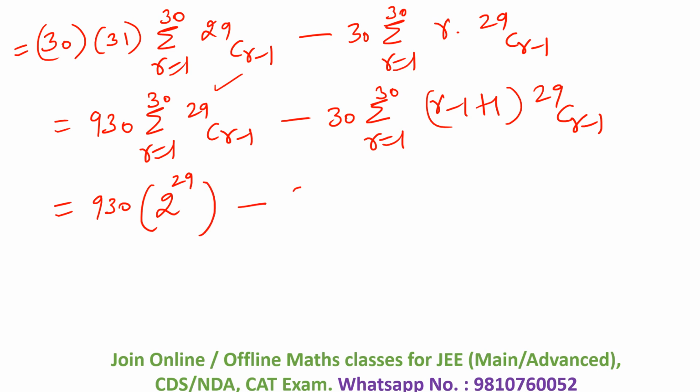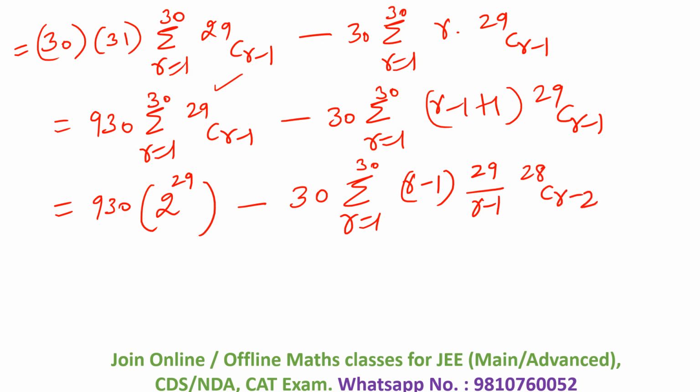Fine. And this is minus 30 summation r varying from 1 to 30. Now I will rewrite this as (r minus 1) into 29C(r minus 1). Now students, I am again using the first formula. 29C(r minus 1) I am writing as 29 upon (r minus 1) into 28C(r minus 2). Right? And plus 29C(r minus 1). That means I have multiplied this r minus 1 with 29C(r minus 1) and then 1 with 29C(r minus 1). Fine.